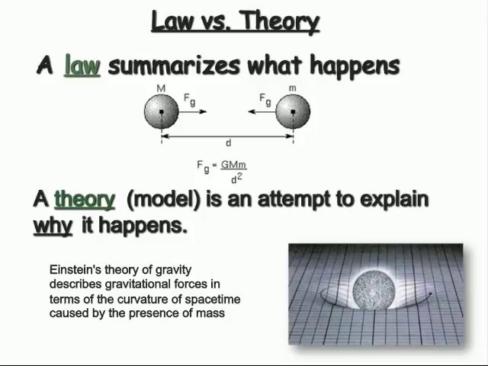But the theory of gravitational attraction, the theory of gravity, at least as far as Einstein is concerned, describes gravitational forces in terms of the curvature of space-time caused by the presence of mass. The greater the mass, the greater the distortion in space-time. And Einstein is the person who came up with the term space-time to try to identify space and time as not being separate entities, but combined in the same thing.